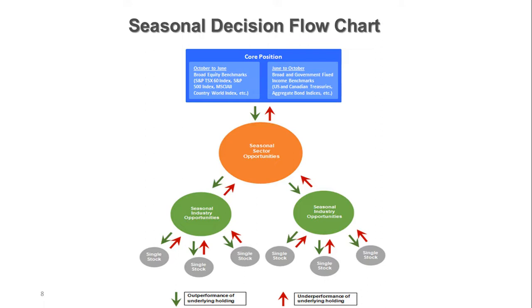The desire is to maintain diversified exposure to sectors and industries at all times, while mitigating single stock risk. In the event that relative performance of sectors or industries deteriorates relative to the core position, positions are rotated back to the overarching benchmark.